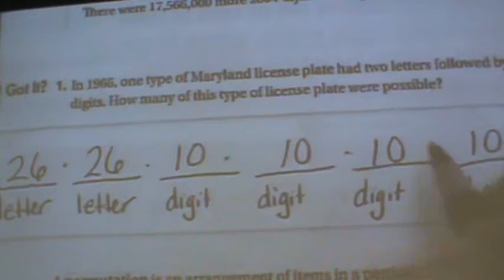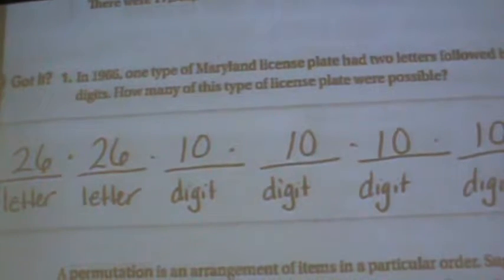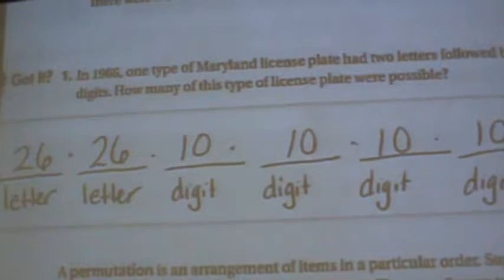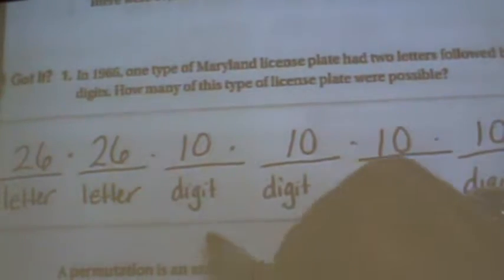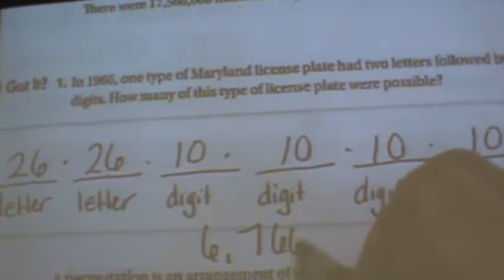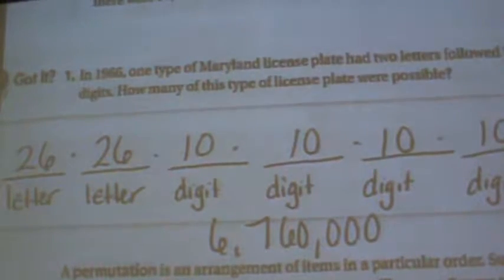If you multiply these numbers together, does anyone have the answer yet? 60,000. Yep. You got it. It's a big number. 6,760,000. Okay? Let's look at problem 2.